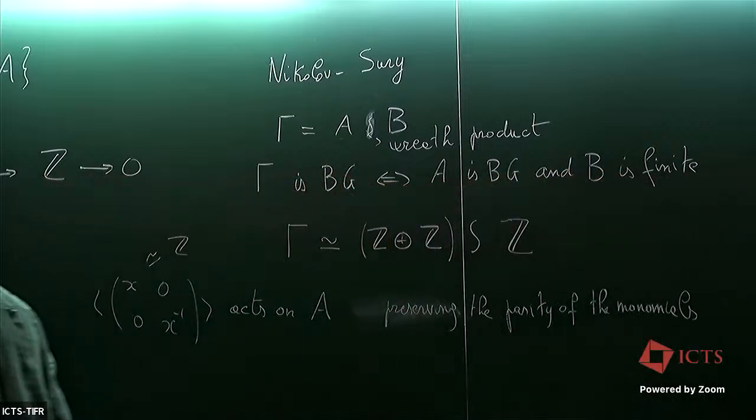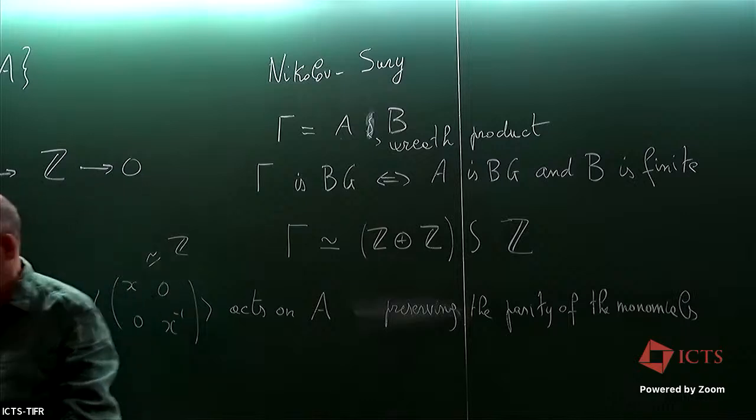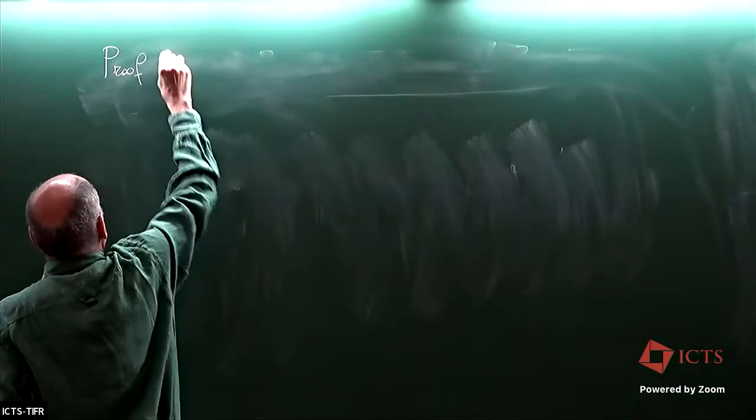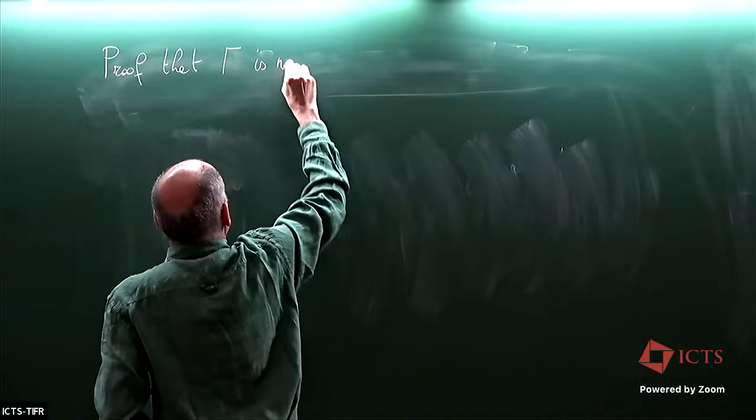So the fact that gamma is not boundedly generated is also a corollary of the Nikolov-Sury result. I'd like to give a sketch of an explicit proof of the non-bounded generation of this specific group. I don't prove the general theorems, Bieber-Siegel or Sury. So it's not BG.